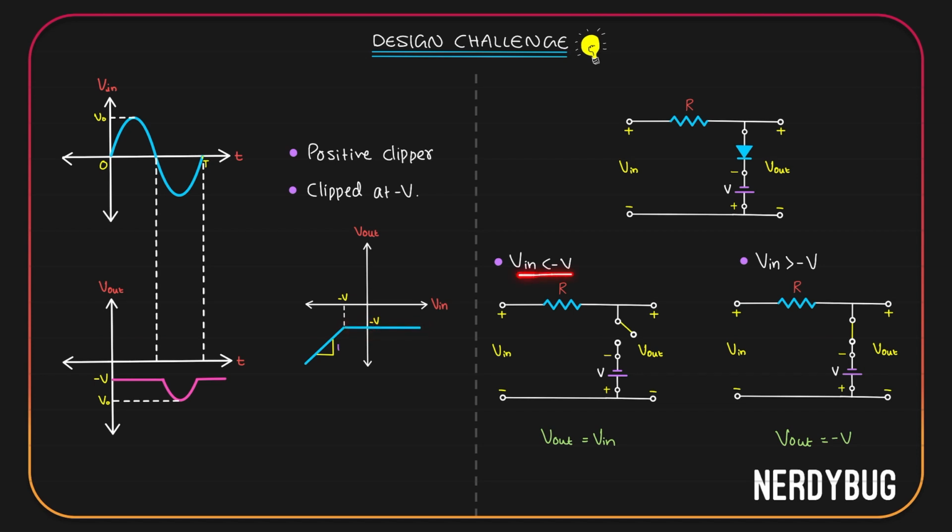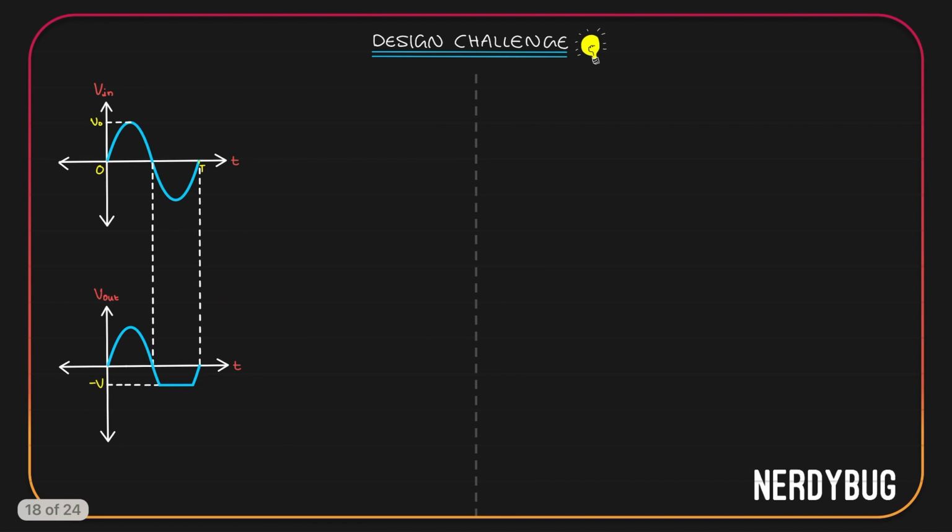Also, when input is less than minus V, output should be equal to input. That also you can see on the graph. When input is less than minus V, we have a straight line whose slope is 1, which means output is equal to input. Let's see the next challenge.